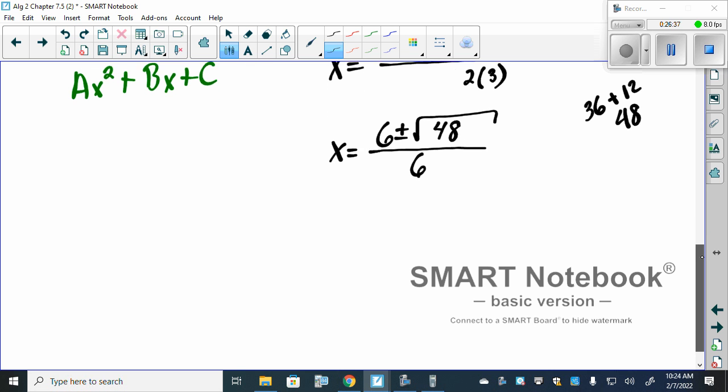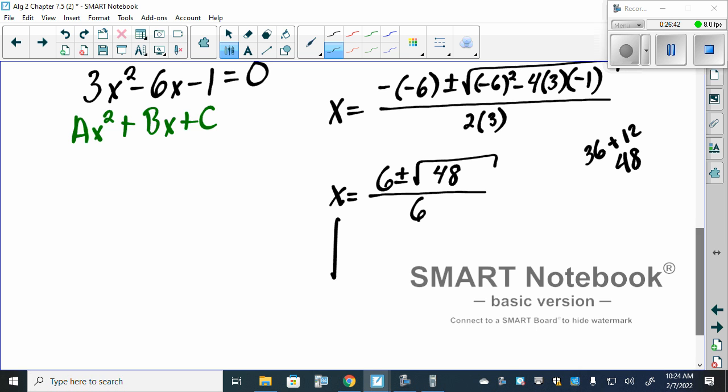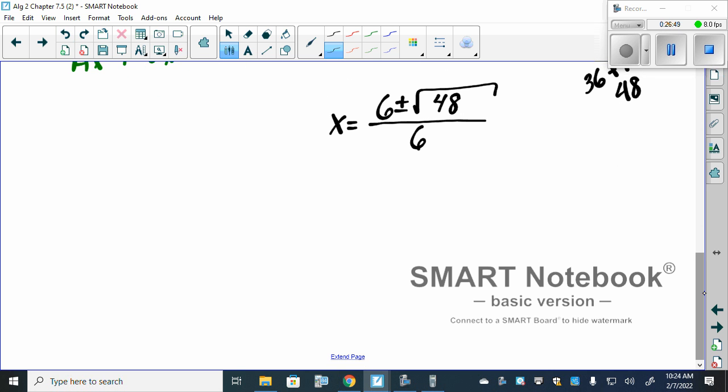Any questions on this so far? Now we do need to take the square root of 48 or simplify it. And most likely this is not going to turn out to be a whole number if we tried it in the graphing calculator. But 48 is 16 times 3. And if we take the square root of 16, that gives us 4, and we have the square root of 3.